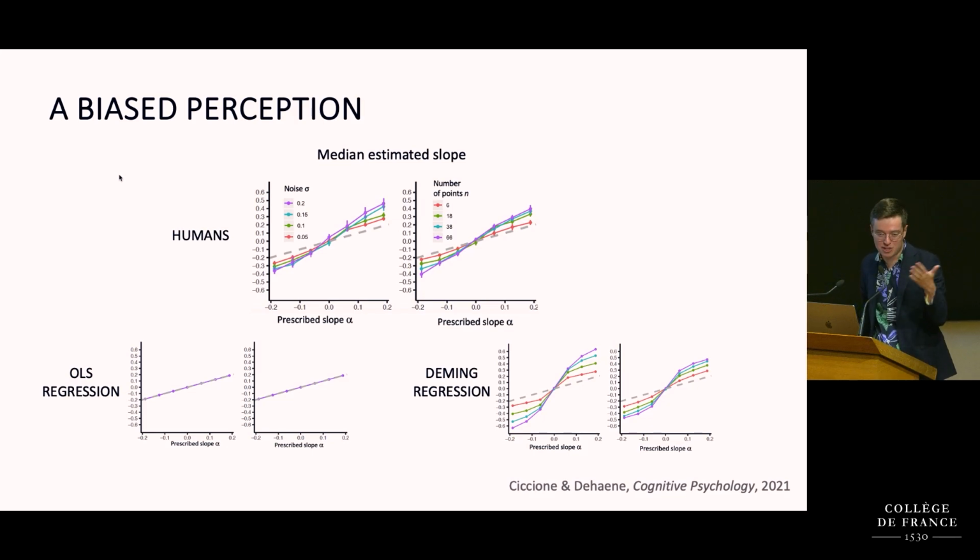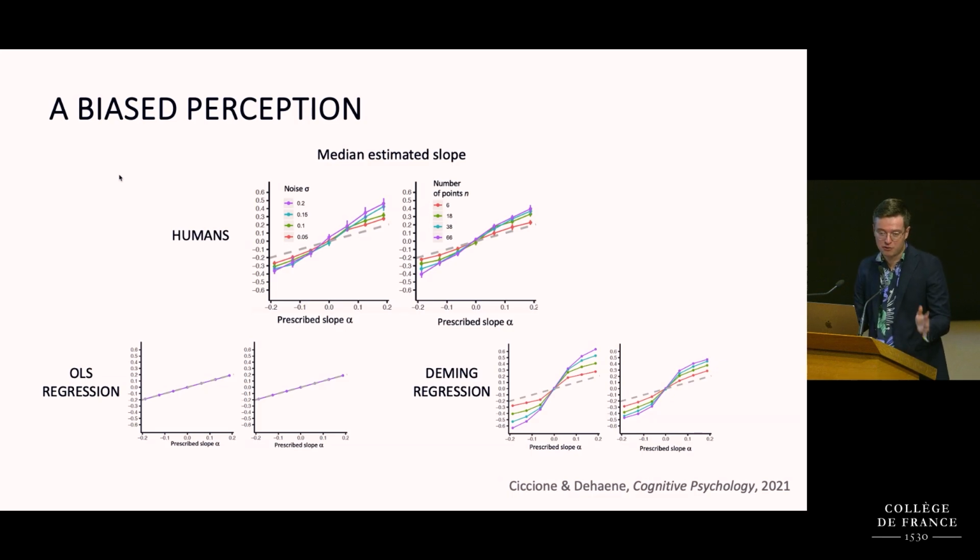So next time you see a scatter plot and you wonder why you thought there was a higher regression than you can see in your OLS, well, now you know why. You're probably biased. You think it's steeper than it is, probably because we behave like Deming regression.